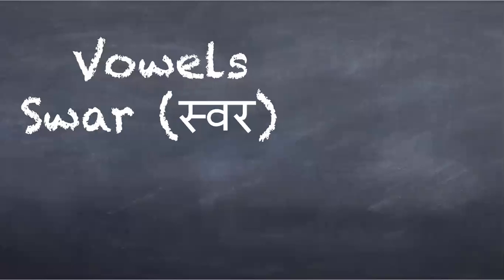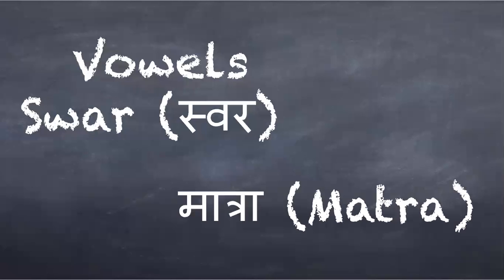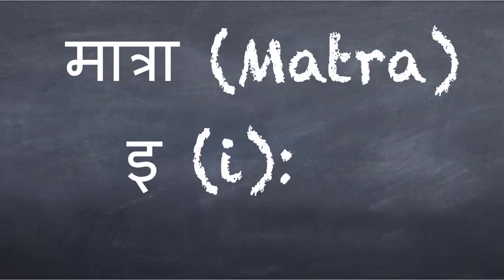Hi everyone. Earlier we learned that the particular sound made by respective swar is represented as matra in a word. In this video, we'll learn how we can frame a word using matra I and E. Now swar I is represented as this matra in a word.